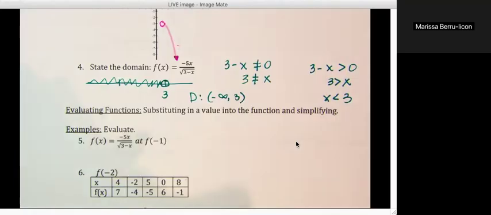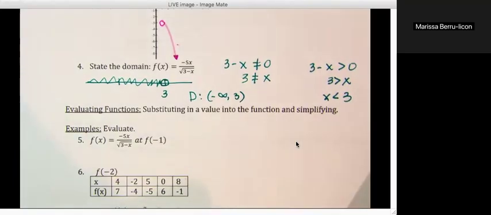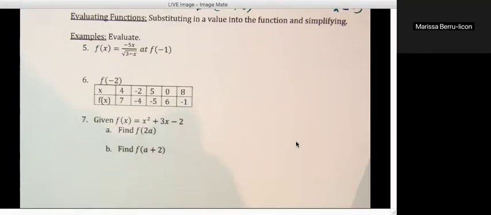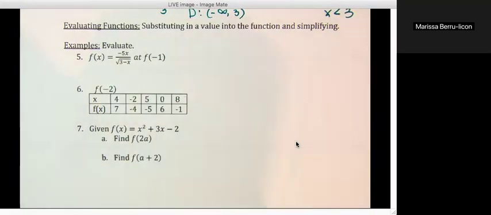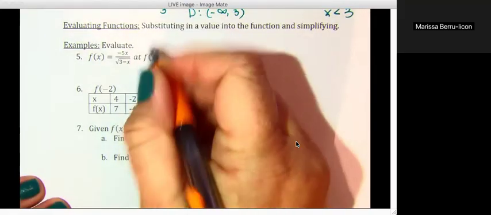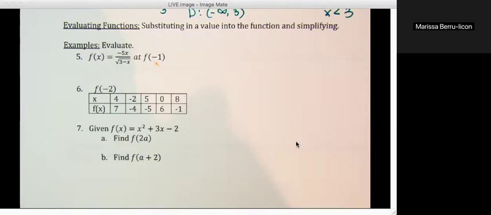All right, so those are examples of looking at domain and range. What we're going to move into now is evaluating functions. So if I'm looking at this function here, I have f of x is equal to the same function that we had listed above. But here it's asking me to find f of negative 1. What that means is plugging this x value into my function.